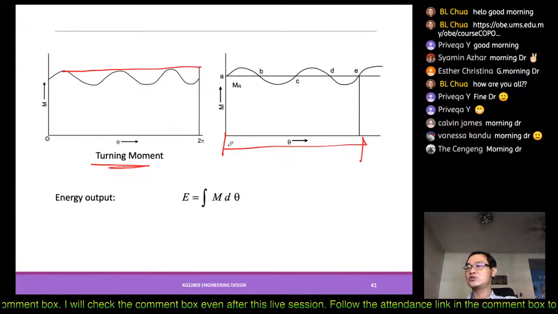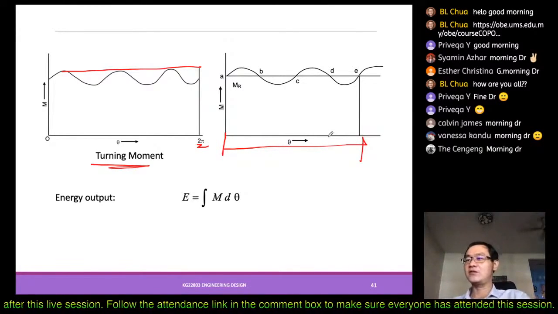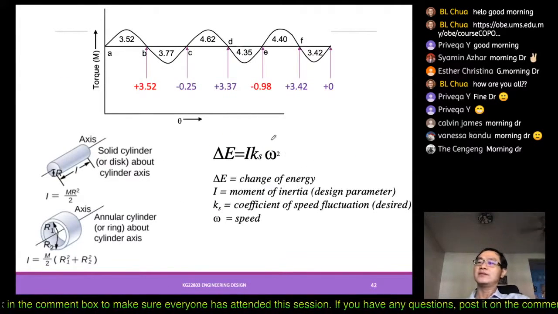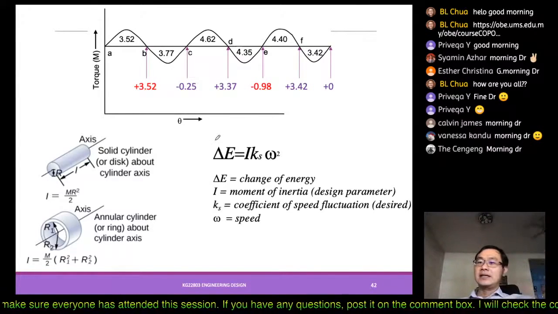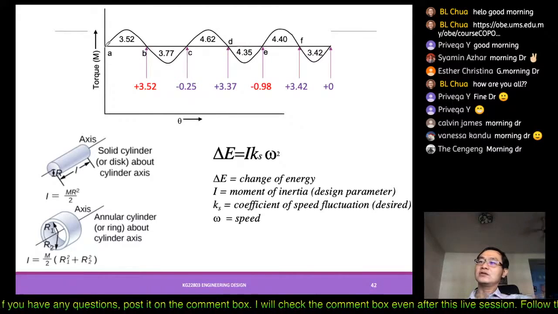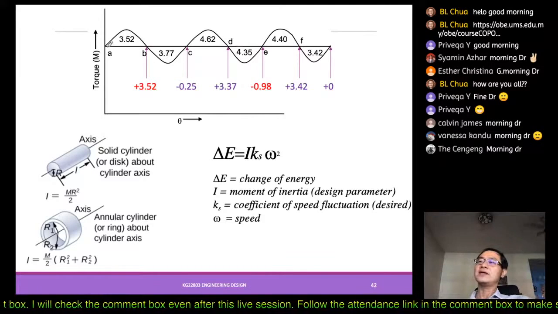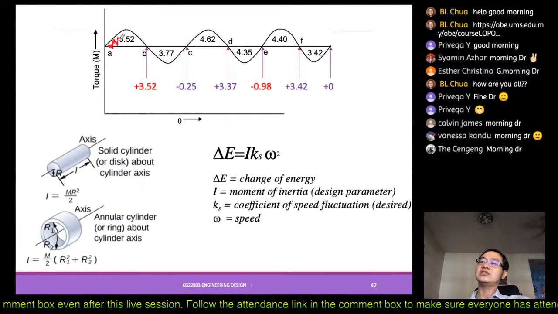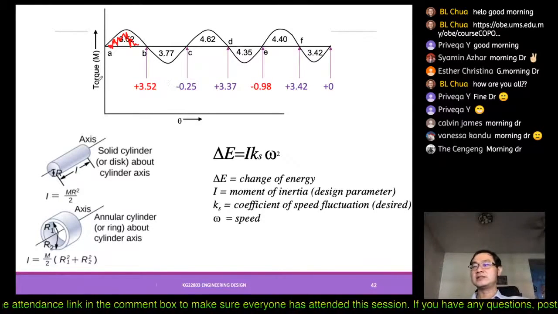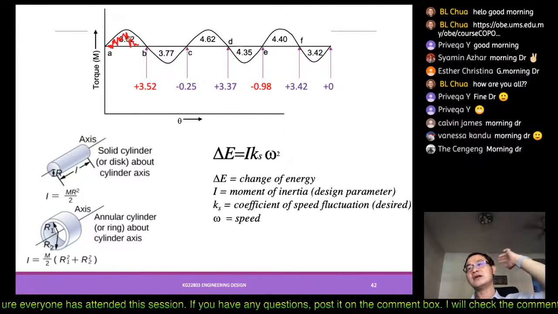This is 2 pi. You can see 2 pi is one revolution of the flywheel. So the energy output will be calculated in this way. So we draw an average line, and from there we will calculate what is the energy that it can store. Energy is basically the torque and the revolutions, so in the graph way we just get the area.